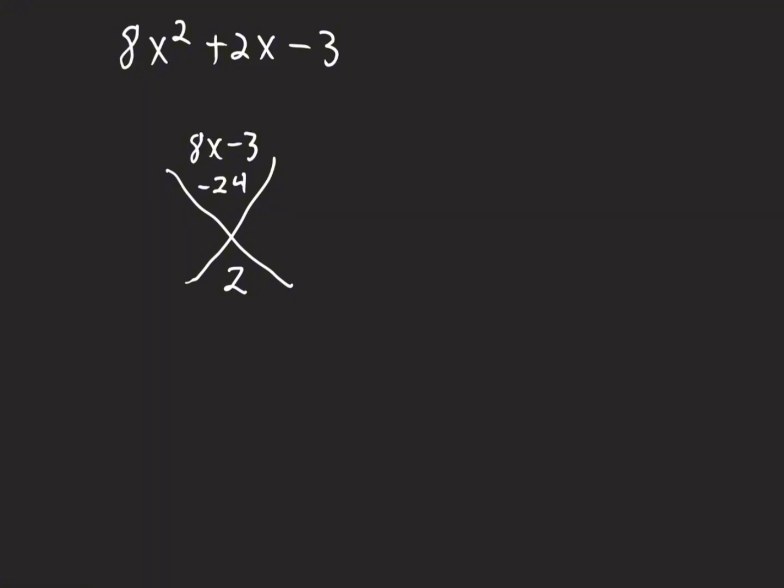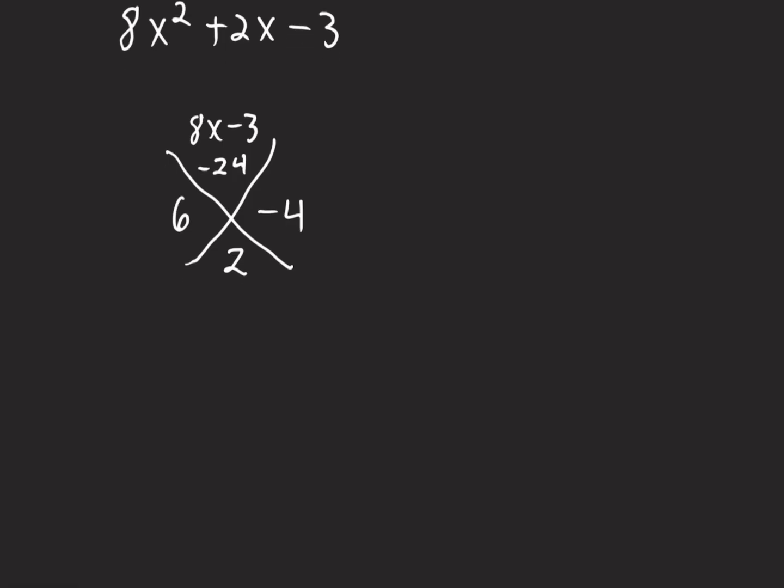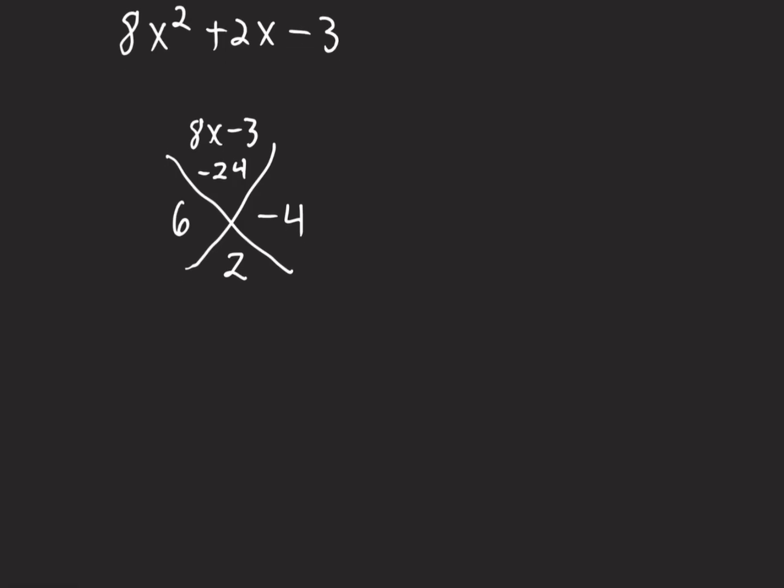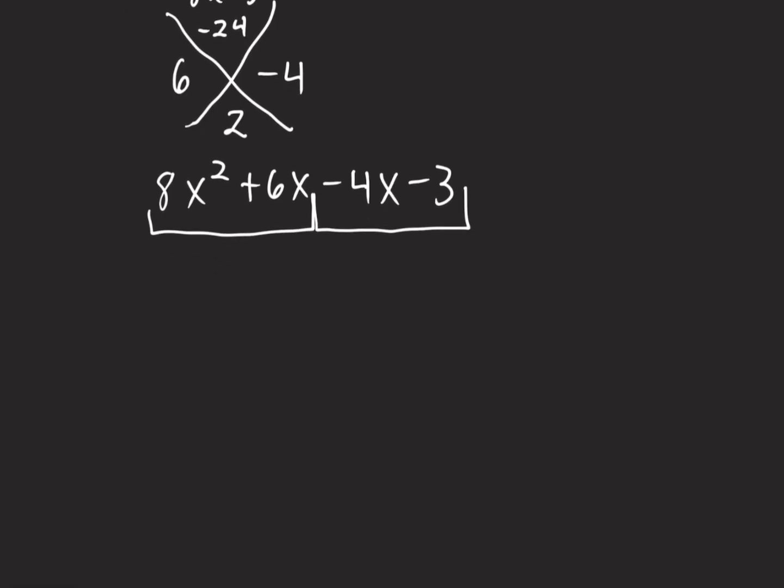So let's think about this here. How about 6 and negative 4? They multiply to negative 24 and they add to 2. So now we're going to write out 8x squared plus 6x minus 4x minus 3. And once again, we're going to do the same thing. Treat these first two like one question and these other two like another one. And we're going to common factor. So if we're looking at this first one here, we can common factor out a 2 and an x.